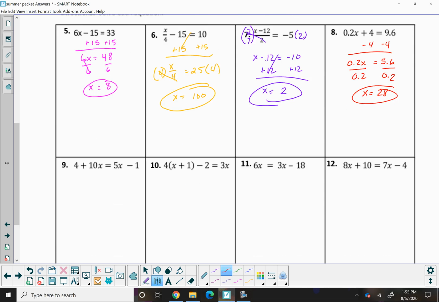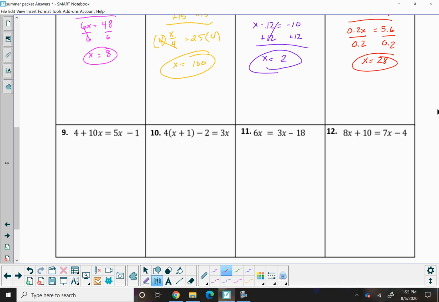Okay, next one. This one, we have variables on both sides. So what I want to do is subtract 5. This is like the warm-up we did. Okay, so I have 4 plus 5x equals -1. Now, why did I subtract 5? Because that was the smaller of the two coefficients. Subtract 4 from both sides. Can you do it the other way? Yes, you can. But this is the way I taught you. This is the way I like you to do it. Do you have to do it this way? No. So x is equal to -1.